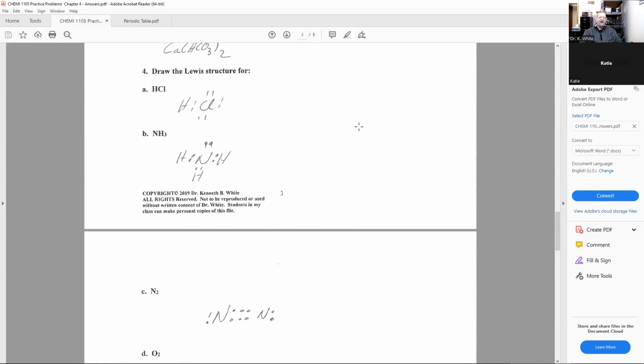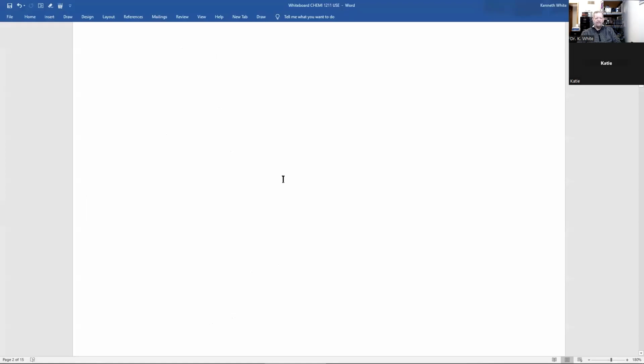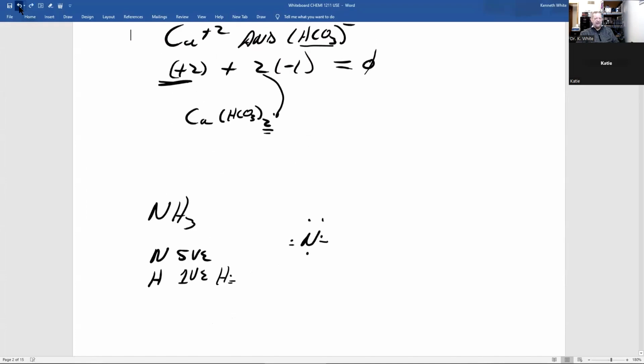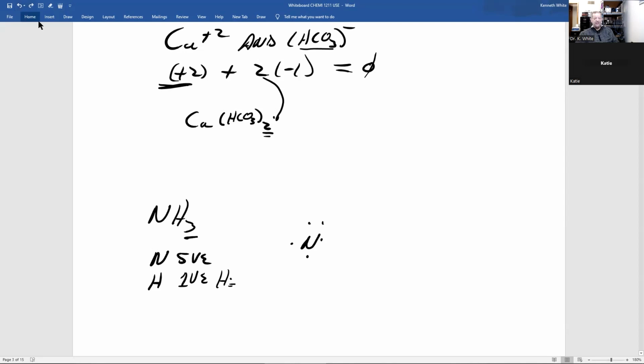Now let's look at ammonia. How do you draw the Lewis structure for ammonia? You look and find nitrogen has 5 valence electrons, hydrogen has 1 valence electron. The only way it will work is putting nitrogen in the center. Each hydrogen has 1 unpaired valence electron. Notice nitrogen has 1, 2, 3 unpaired electrons. And in ammonia, you have 3 hydrogens.